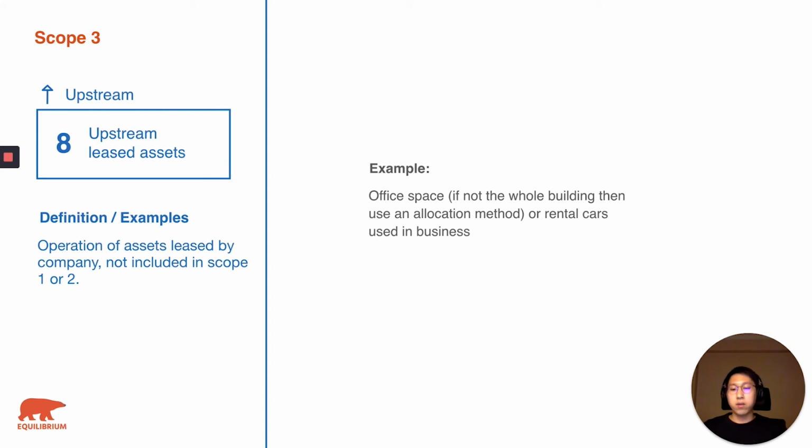Category 8 accounts for emissions from upstream leased assets, which is defined as emissions from the operation of assets leased by the reporting company not previously included in Scope 1 or Scope 2. An example of this would be the emissions associated with the use of leased office space or rental cars used for business.